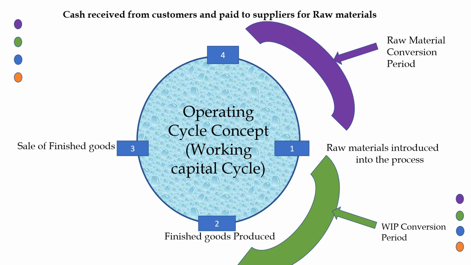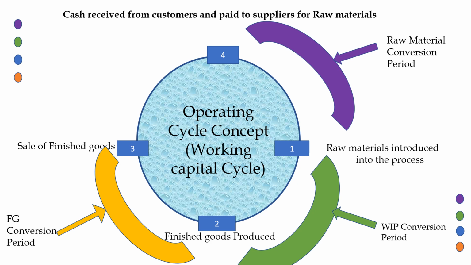But before reaching the point of finished goods, this raw material has to go through another stage which is called work in progress or work in process, which is otherwise called semi-finished goods. Then we reach the stage of finished goods. So the goods are ready for sale, which can be sold in the open market. When goods are sold for cash, we will be able to get cash immediately.